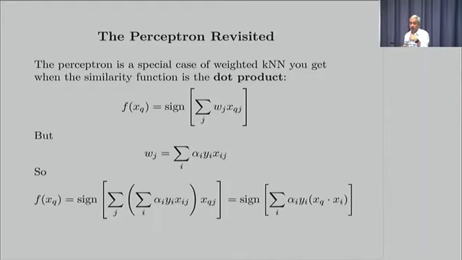Okay, and just to make sure that we're on the same page, what I'm talking about is you have two vectors and you multiply the corresponding positions and you add up the results. Remember, what does the perceptron do?